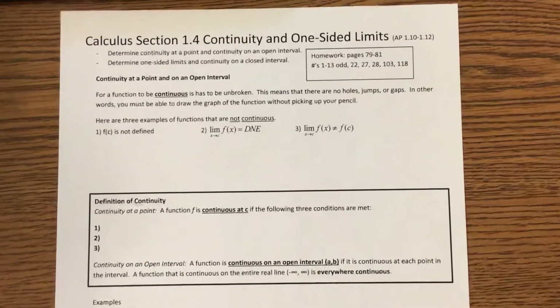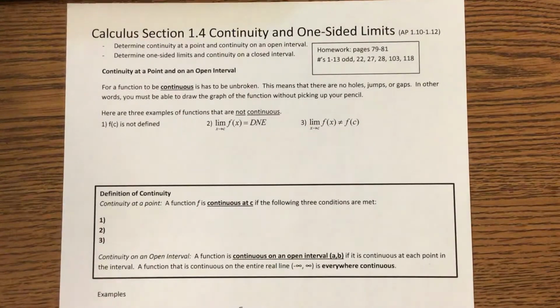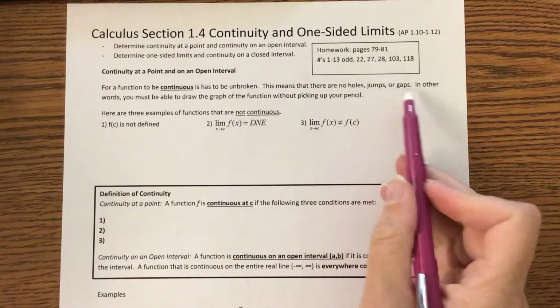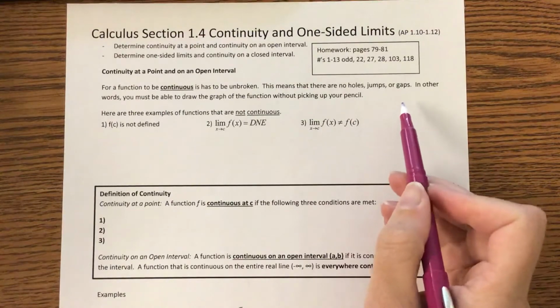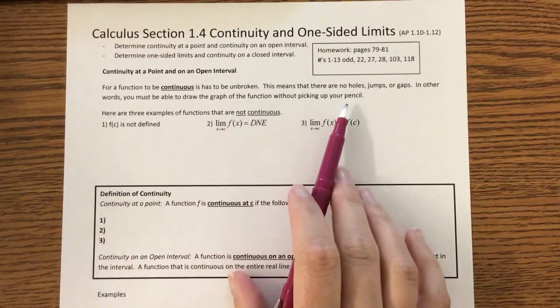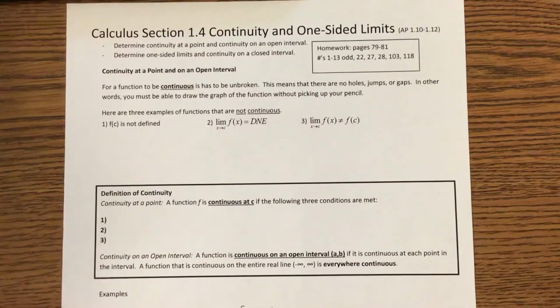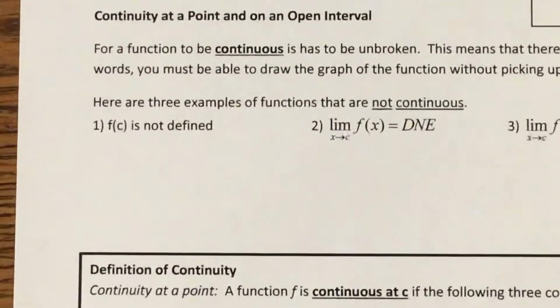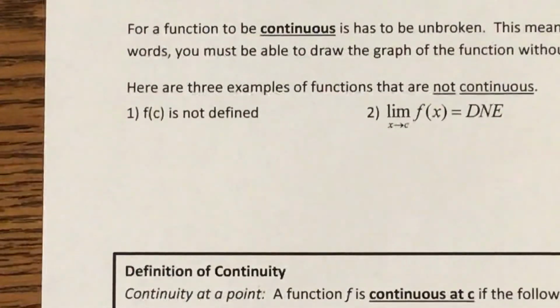All right, continuity at a point and on an open interval. For a function to be continuous, it has to be unbroken. So what that really means is that there's no holes, jumps, or gaps in your graph. In other words, you have to be able to draw the graph of the function without picking up your pencil. So let's focus down here on number 1. These guys will be examples of non-continuous graphs, which is also called discontinuous.